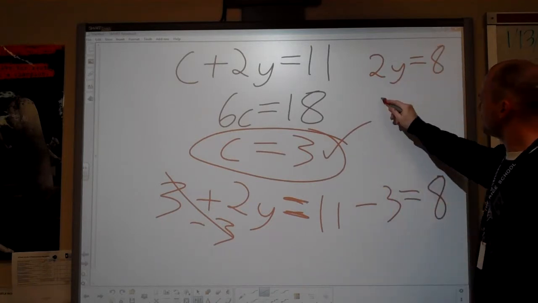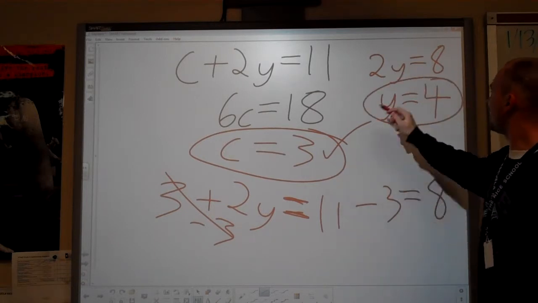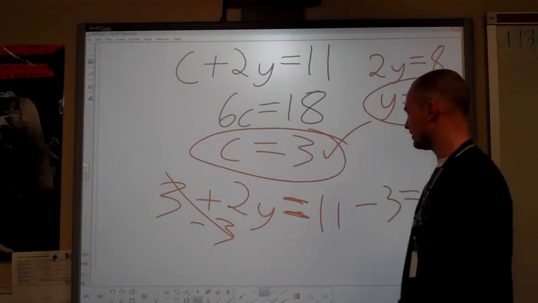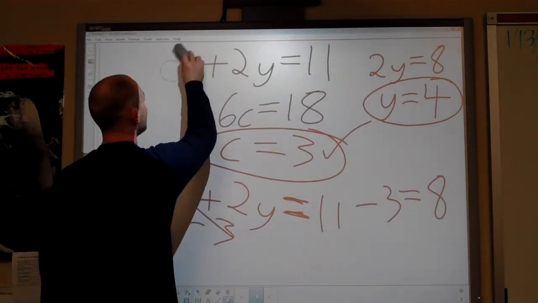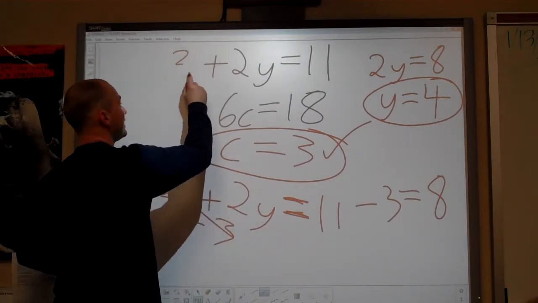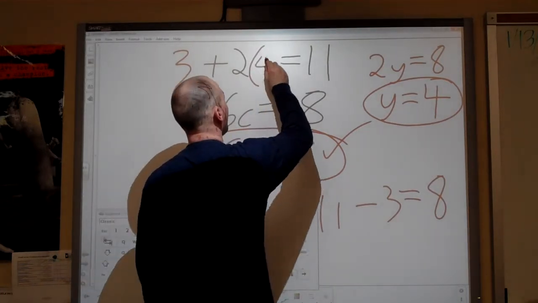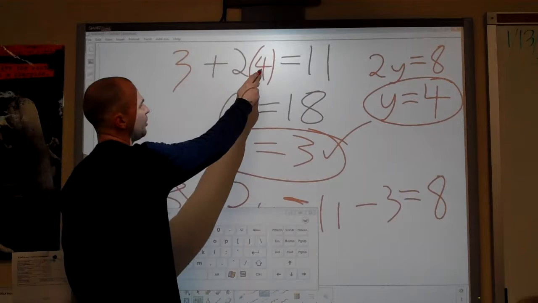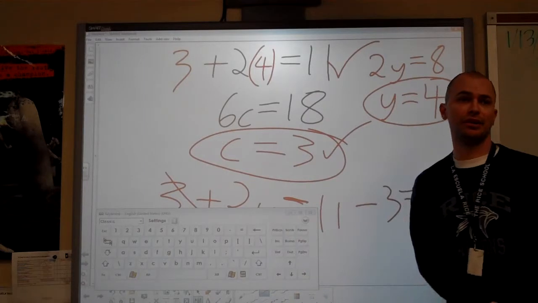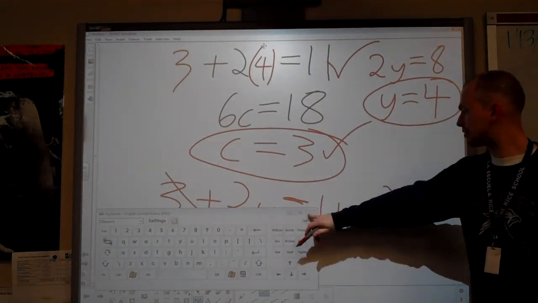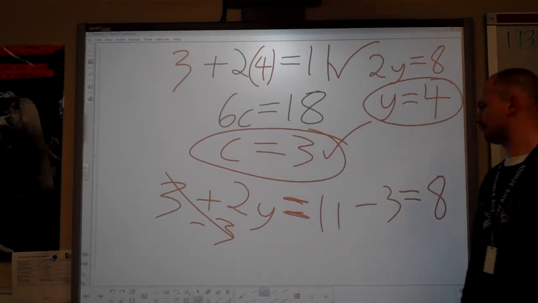2 times what equals 8? Well, y must equal 4. 2 times 4 equals 8. So y equals 4, c equals 3. Let's go back to our original problem and make sure this thing works. Instead of a c, I'm going to substitute what c equals. I'm going to substitute a 3. And instead of y, I'm going to substitute what y equals. Y equals 4. Okay, so 2 times 4 is 8. 8 plus 3 equals 11. Is that true? Yeah, that works. So c equals 3, y equals 4. Questions on that?